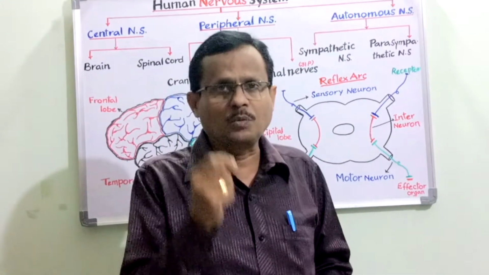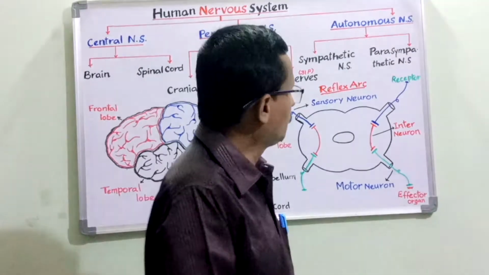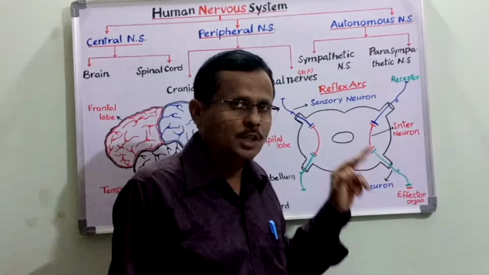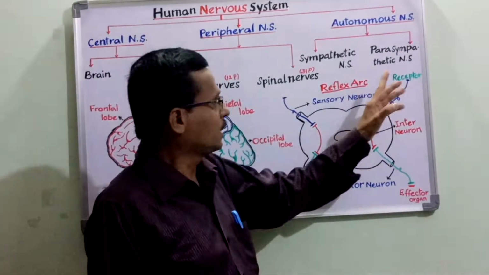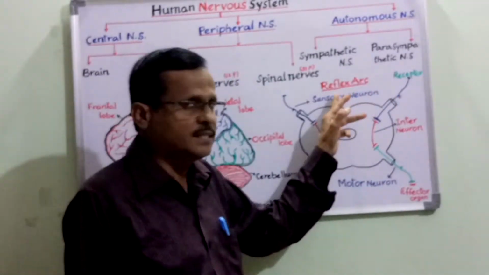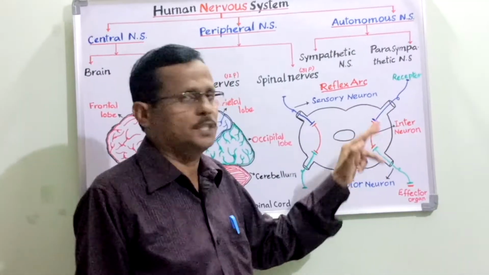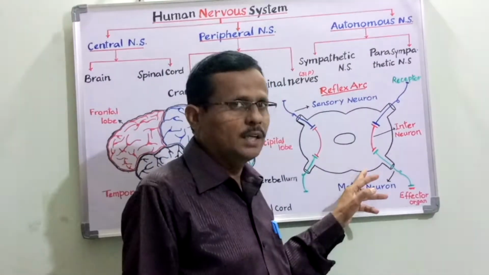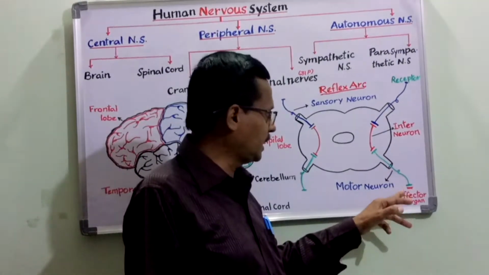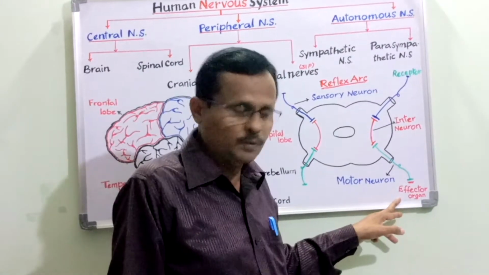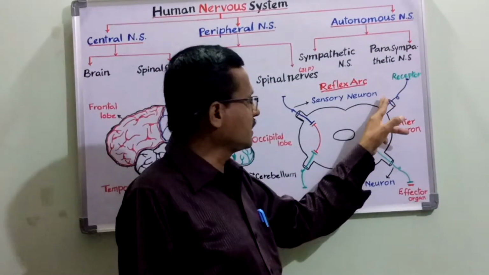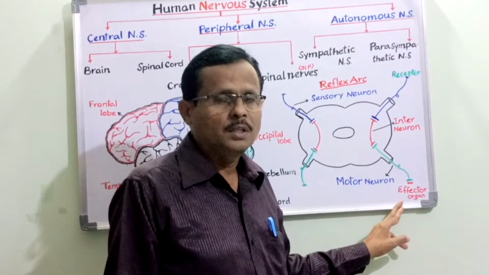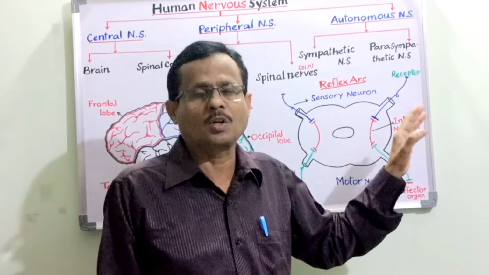So reflex action involves majorly 5 parts. The first one is receptor, the second one is sensory nerve, the third is interneuron, which is also called the accessory neuron, next is a motor neuron called the efferent nerve, and the fifth one is the effector organ. I repeat once again. The receptor, the sensory neuron, the interneuron, the motor neuron and effector organ constitute the reflex action or the reflex arc.